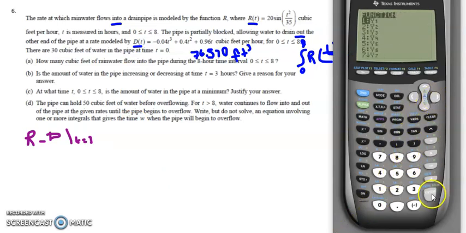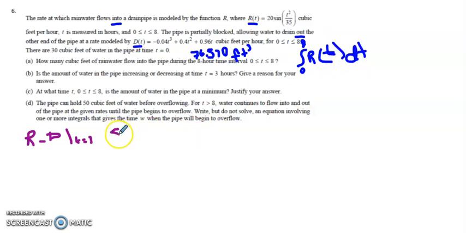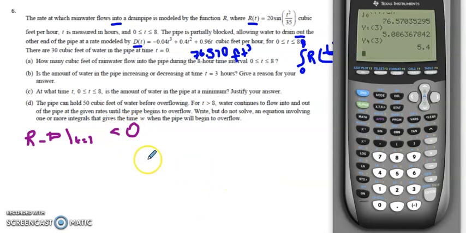Vars, y-vars, function, and then y1. And I want to evaluate that at 3. Let's see if that works. There we go. That's the rate at which water is entering at time equals 3. I'm going to do the same now for the rate at which water is leaving. So that's my y4, and I will evaluate that at 3 as well. So that's the rate at which the water is leaving. This is negative, okay?